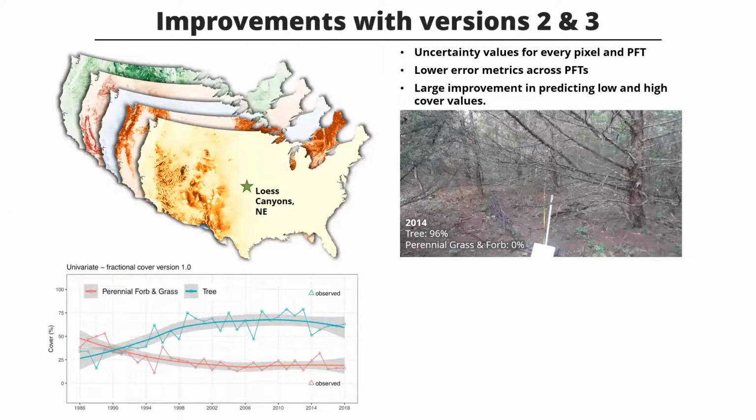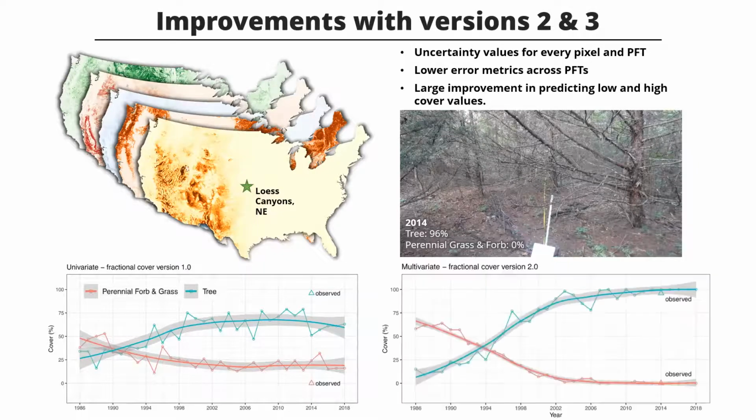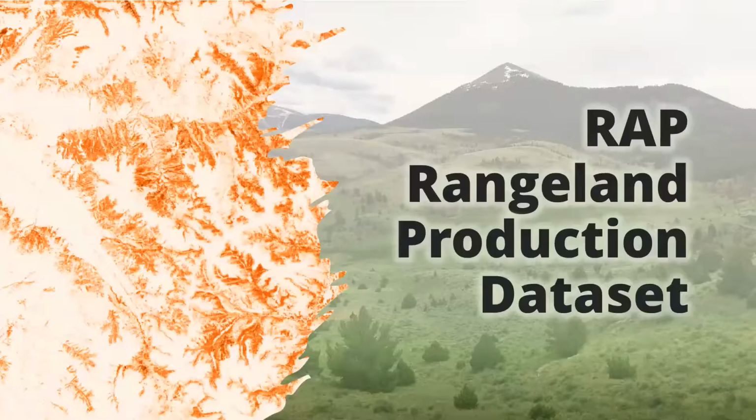So that for this area that was a forest where the previous model struggled to be able to really pick up those really high values of tree cover, really low values of herbaceous cover, the new model, version 2 and 3, is able to do that in a much more realistic way. And so it's really able to represent that environment in this really powerful kind of way. And so that's a whirlwind tour of the vegetation cover data set. The next one is rangeland production.